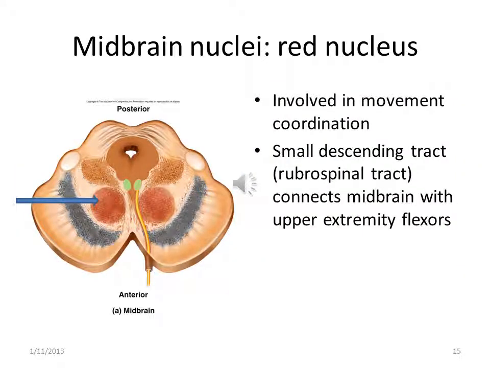Another nucleus found in the midbrain is the red nucleus. It's named for its color, and the blue arrow is pointing to it on one side of the brainstem section. It is involved in coordination of movement, has a lot of connections to the cerebellum, and a small descending tract emerges from the red nucleus and connects the midbrain with flexor muscles of the upper extremity. That tract is called the rubrospinal tract. We did not study this tract, and you don't need to know about it.